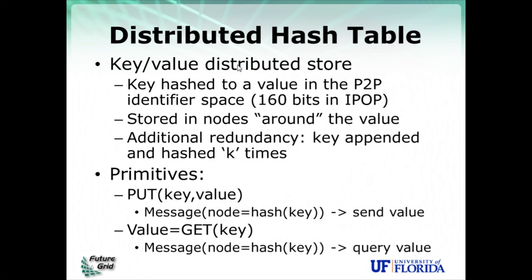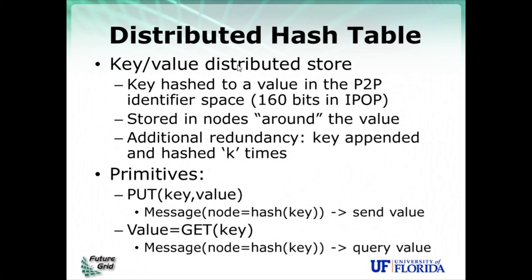So in the distributed hash table, the key that is used to look up and store data is hashed to a value that fits within the peer-to-peer identifier address space. In the case of IPOP, it's 160 bits, and we use the SHA-1 hash function to compute a hash of the key that's being inserted. And then information is stored in the nodes that are left and right to this identifier, to this hashed value.